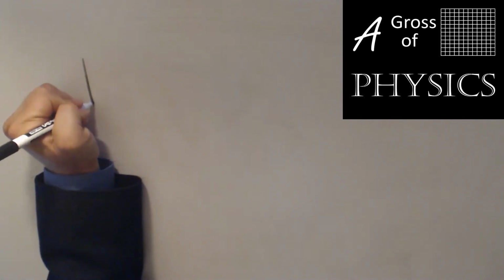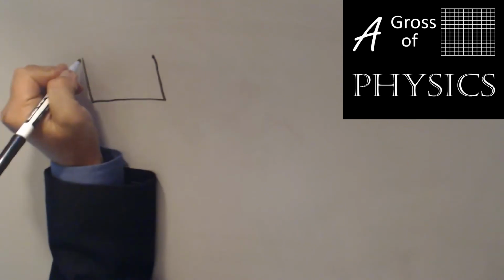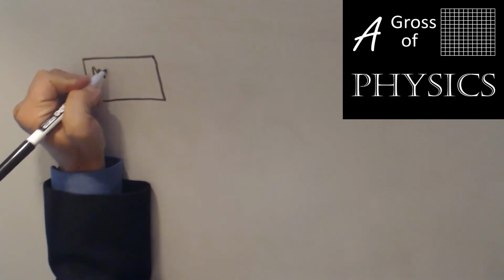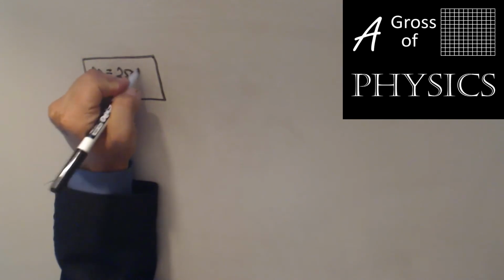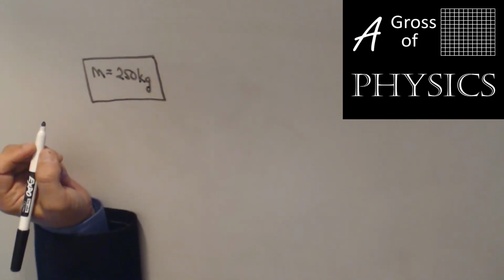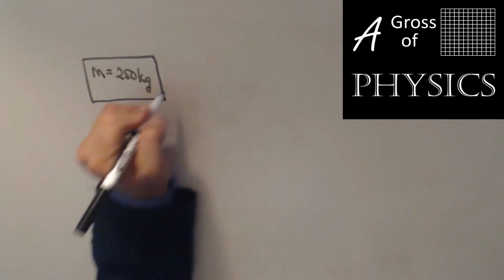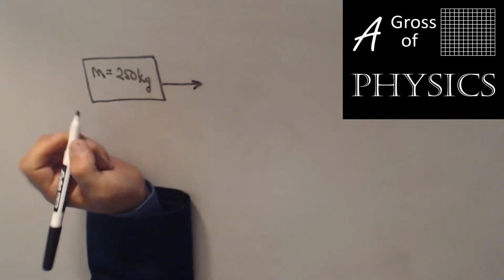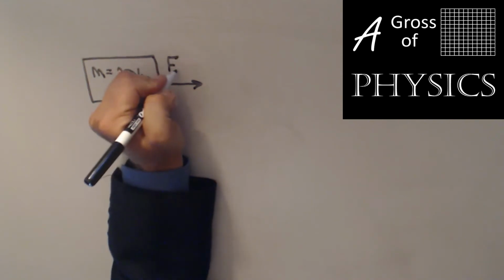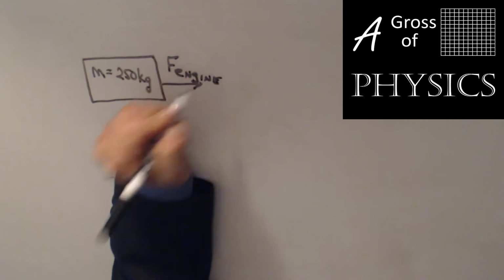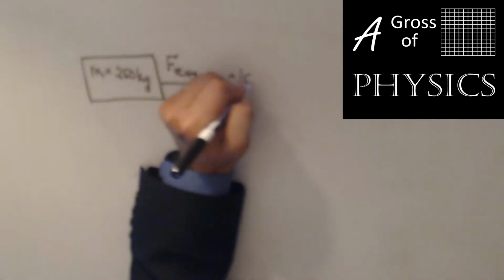On to a practice problem. At this point, we have a car, so I'm just going to draw the box for the car, and it has a mass of 250 kilograms. So I'm just going to write M, 250 kilograms. It experiences a force of 1,000 newtons from the engine, so I'm going to assume the car is moving to the right. I'm going to put E for engine. I'll just spell it out for now, but later we'll just use E equals 1,000.